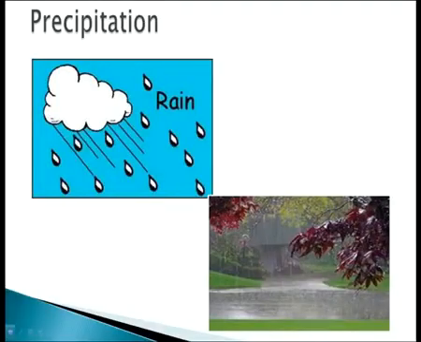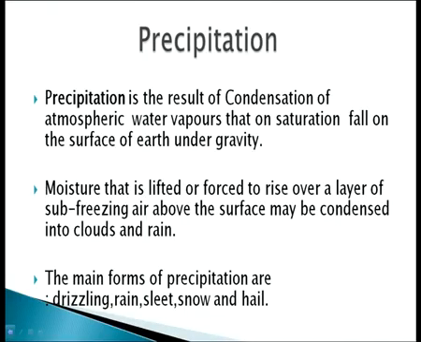This picture is showing a rainfall in the natural system and it is also called as precipitation. Precipitation is the result of condensation of atmospheric water vapors that on saturation fall on the surface of earth under gravity. Moisture is lifted or forced to rise over a layer of sub-freezing air above the surface, may be condensed into the clouds and rain. The main forms of precipitation are drizzling, rain, sleet, snow and hail.